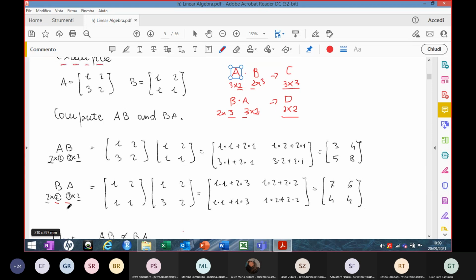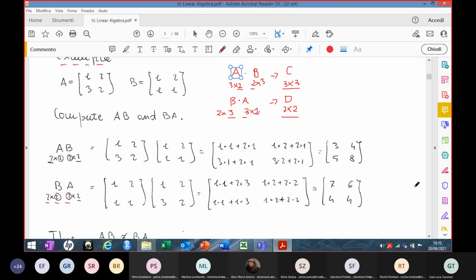Is this condition sufficient? Well, try to look at the example. So this is B, and this is A. Do the product. This row times this column, and you write it here. This row times this column, and you write it here. This row times this column, write it here. This row times this column, write it here. So you see, we got a square matrix of order 2, but look at the elements. You see that the elements are different.